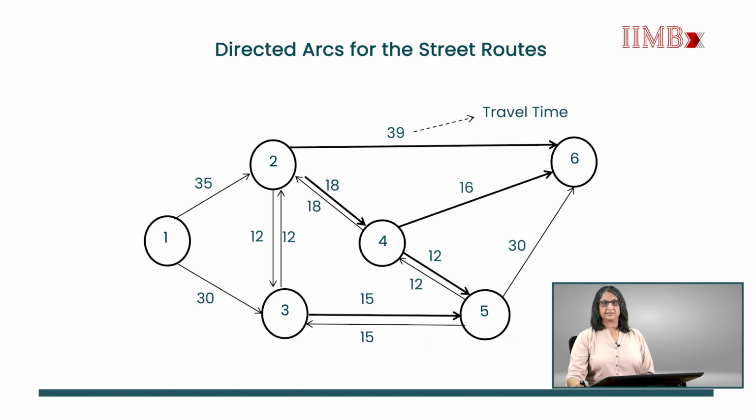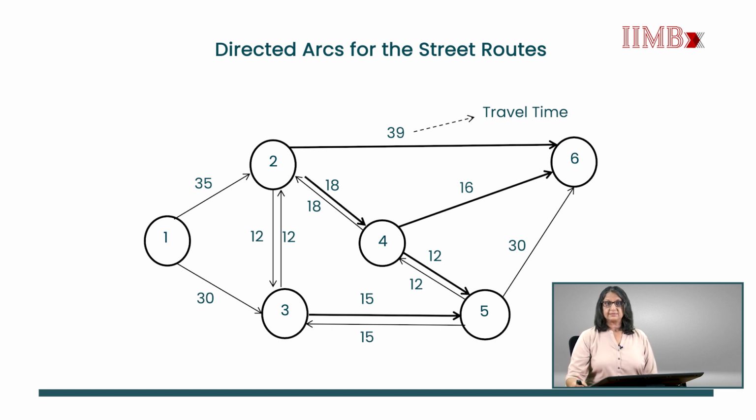Now, all the other arcs on the network have been replaced by two directed arcs. So between 2 and 3, between 2 and 4, between 4 and 5, and between 3 and 5, the links have been replaced by two directed arcs because we can go either way. Now, this is the network that we will look at.